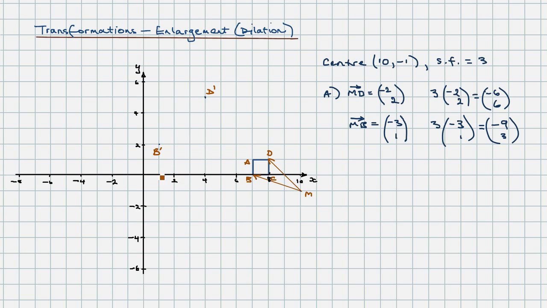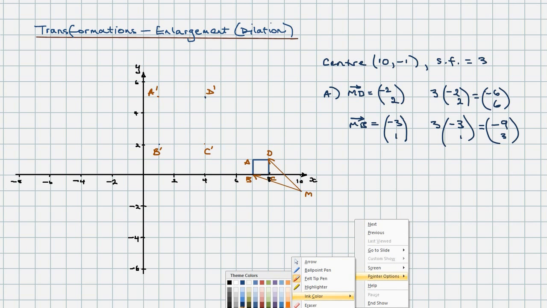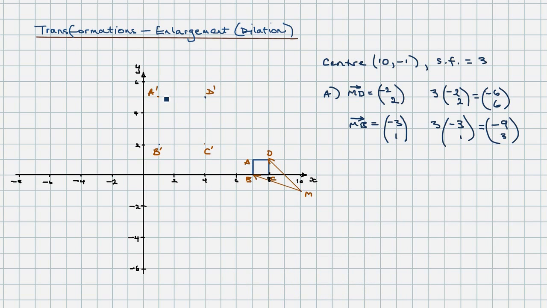Okay. Now again, we don't need to worry about the other vectors. Even with 1 it's possible to draw it out, but once we've got 2, we can go ahead and draw in A prime, and A, B, C must be here. C prime. And then join them together.